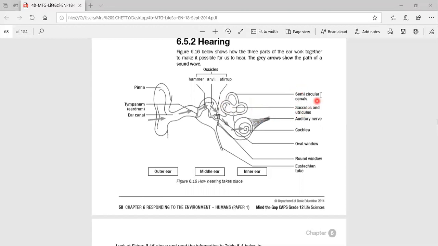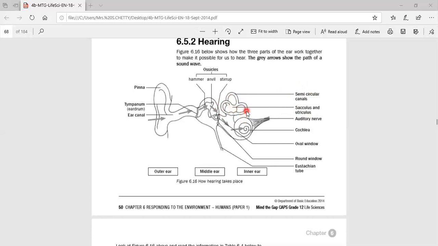Now, the semicircular canals, as well as the sacculus and utriculus, both play a role in balance, but each of these structures have receptors which are sensitive to different stimuli. Your semicircular canals, my darlings, notice there are 3 once again, and they lie at right angles to each other, so that no matter which direction you move your head in, at least one of those semicircular canals would be able to pick up that particular stimulus.